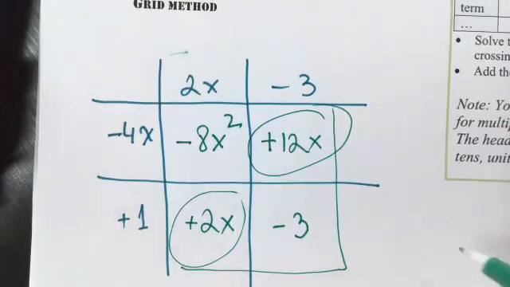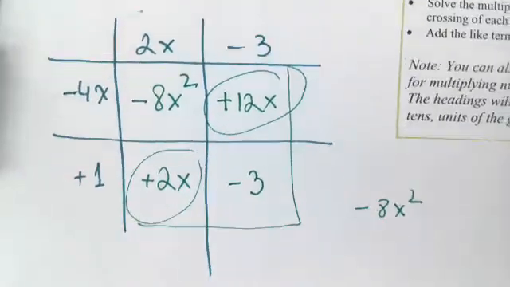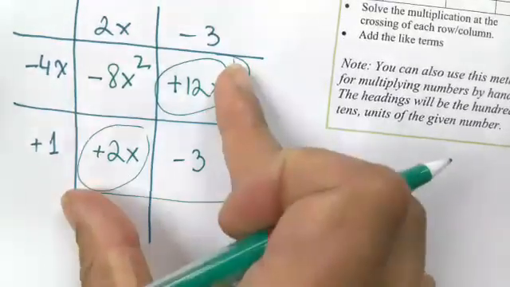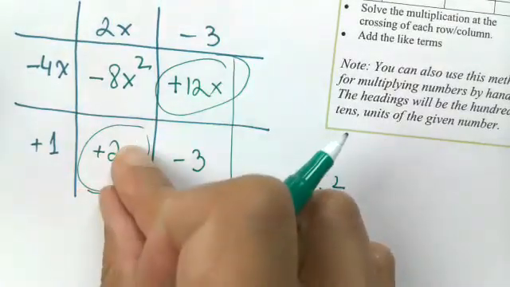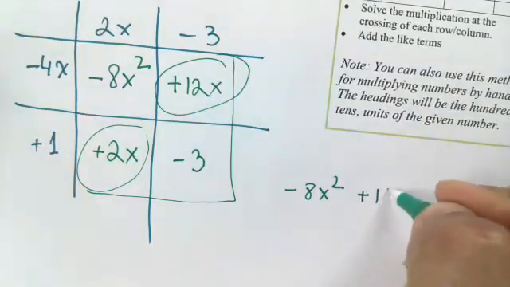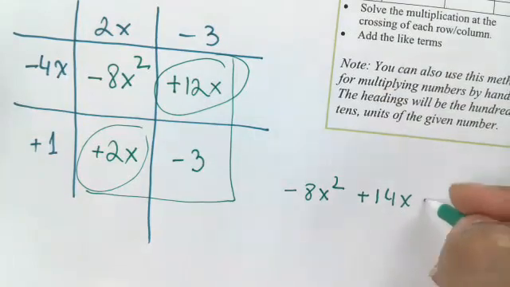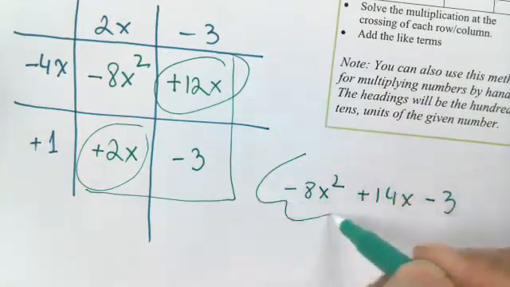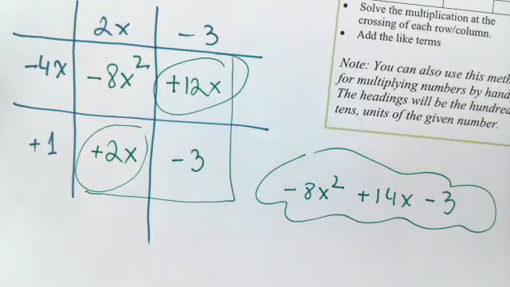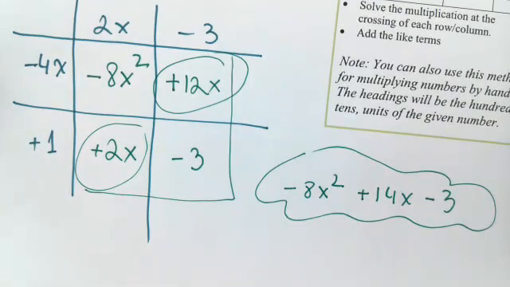Now, final answer. Negative 8x squared, so the highest exponent term. These two terms, we can merge them together. 12x plus 2x is positive 14x. And then this term is by itself, minus 3. So same answer, exactly. So whichever works for you.